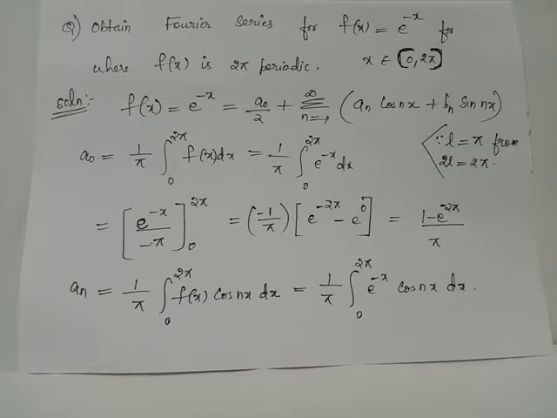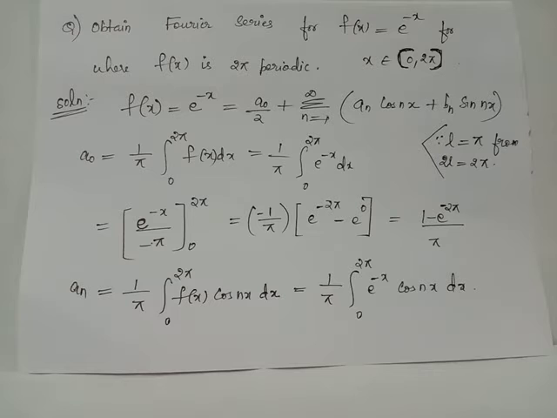Obtain Fourier series expansion for the function f of x equals e raised to minus x, for which x belongs to 0 to 2 pi, where f of x is a 2 pi periodic function. Since we have from the general interval x belongs to c, comma c plus 2l, c equals 0 here and c plus 2l equals 2 pi, we have 2l equals 2 pi, from which we will obtain l equals pi.